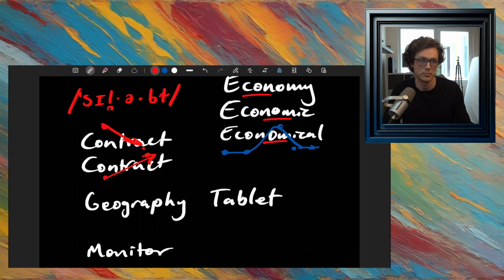Geography. How many syllables are there? Geography. Four. Now what's the stressed syllable? Geography. It's the second one, right? Ography. It's not geography or geography or geography. It's geography.